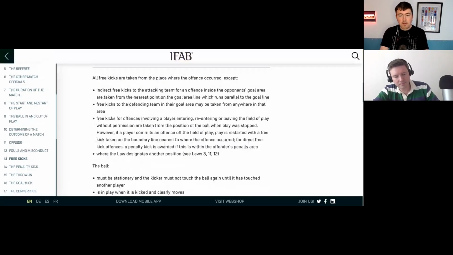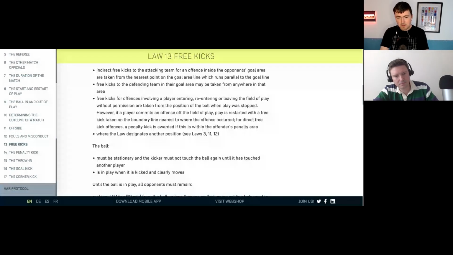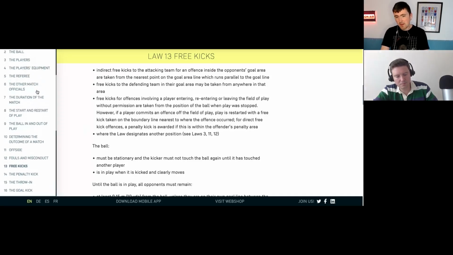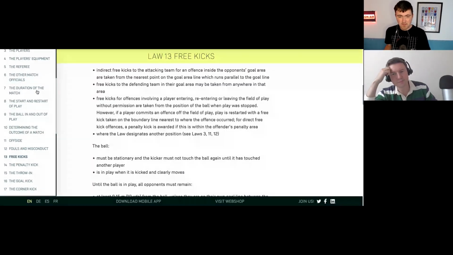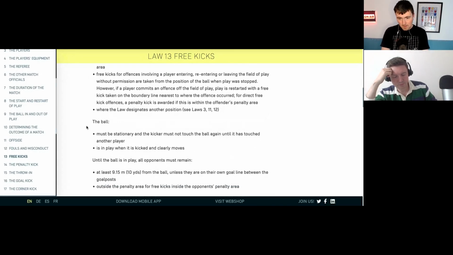And there are some occasions where the law designates another position, and it says see laws 3, 11 and 12 for that, but we've already kind of covered it. It's for potential offside offences, for certain types of foul, and when the player commits a non-footballing offence, if you know what I mean, something to do with their equipment or all that kind of stuff. But yeah, not much on that.